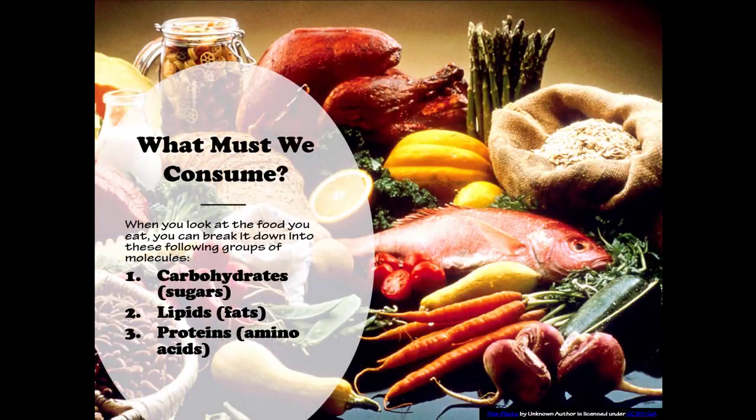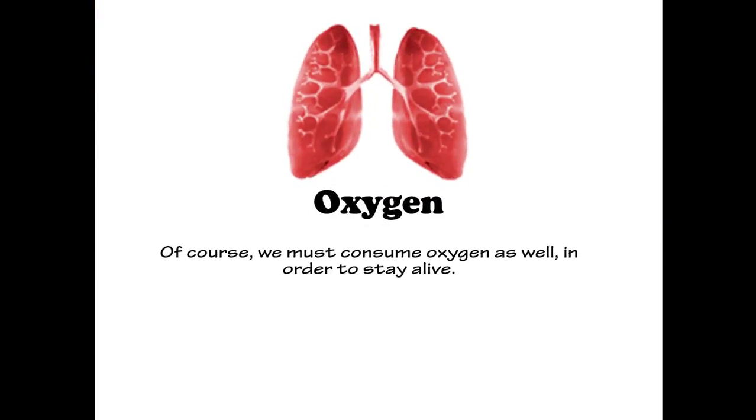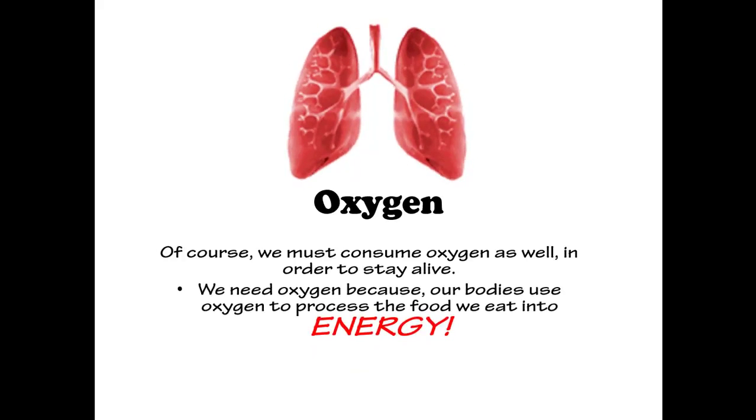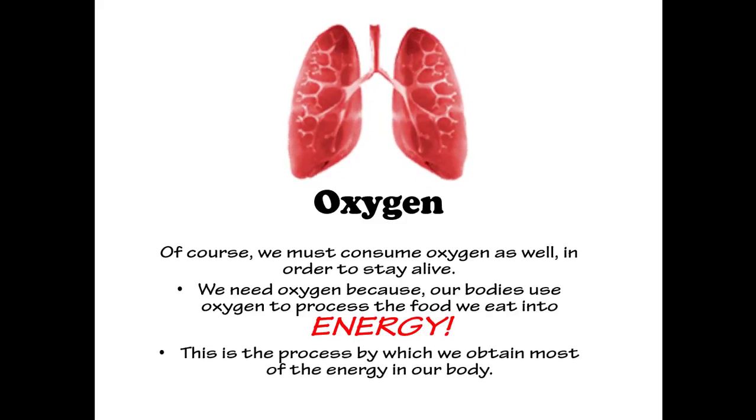What must we consume? When you look at the food you eat, you can break it all down into the following groups of molecules: carbohydrates, or sugars, lipids, or fats, and proteins, or amino acids. And of course, we can't forget oxygen. We must consume oxygen as well in order to stay alive. We need oxygen because our bodies use oxygen to process the food we eat into energy. This is the process by which we obtain most of the energy in our body.